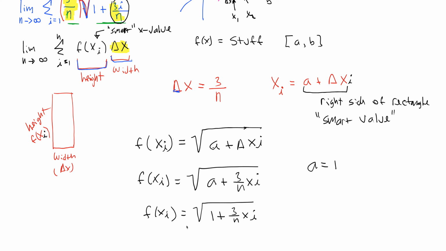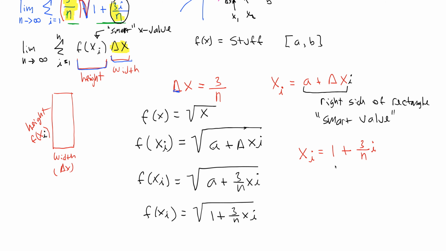Well, that means that my original function, the one from the very beginning that I must have erased, was f of x equals the square root of x. That's the original function, and this is the input. So I could do this a better way. I could say that x sub i equals a, which is 1, plus delta x, and delta x is 3 over n, times i.